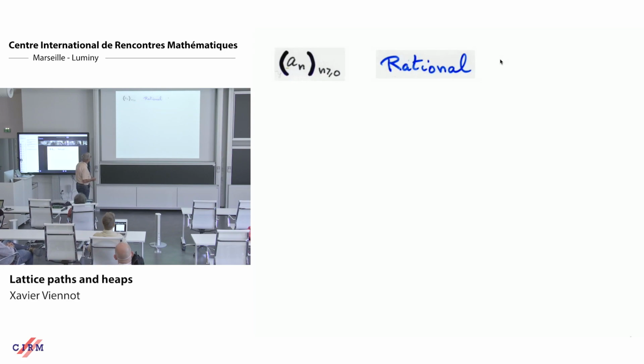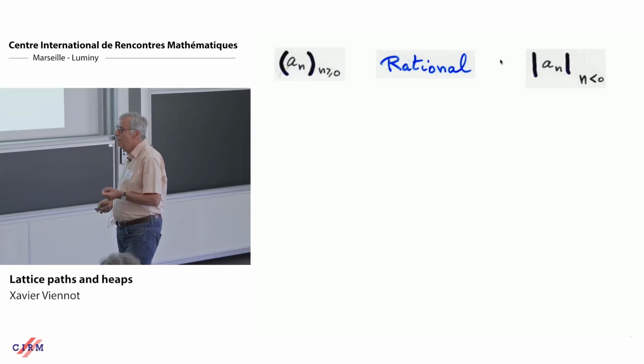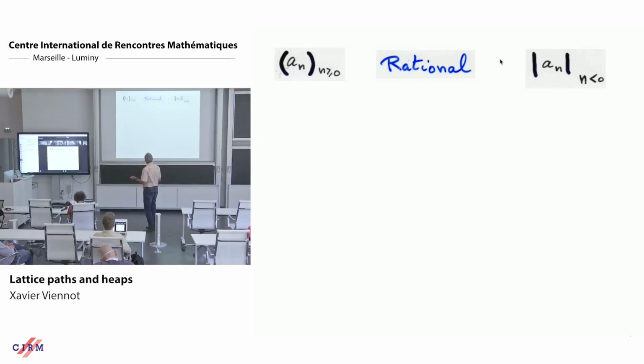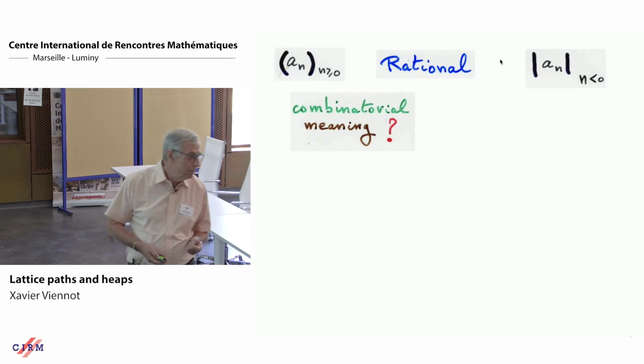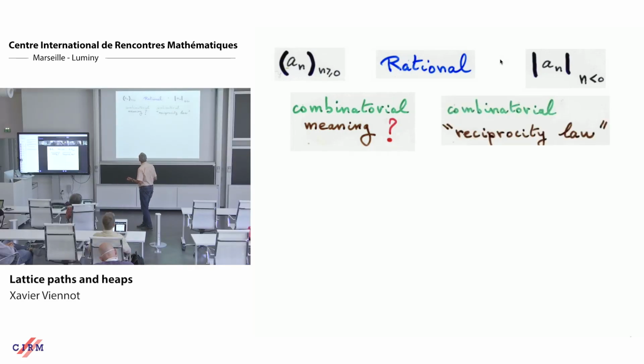It's a well-known subject that if a generating function is rational, then you have a linear recurrence relation, and you can extend this linear recurrence relation to negative integers. And so you can define a index minus n for n negative. And sometimes there is a combinatorial meaning. This is called a combinatorial reciprocity law.